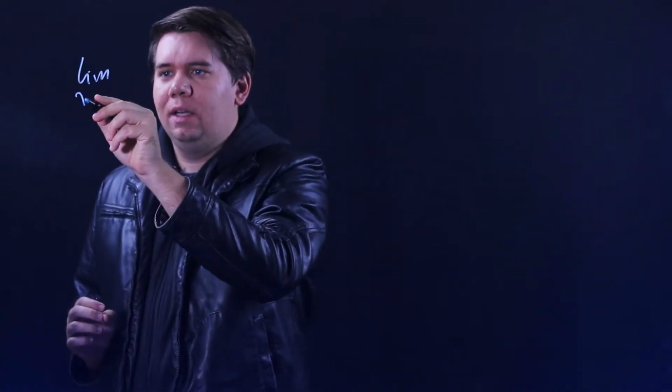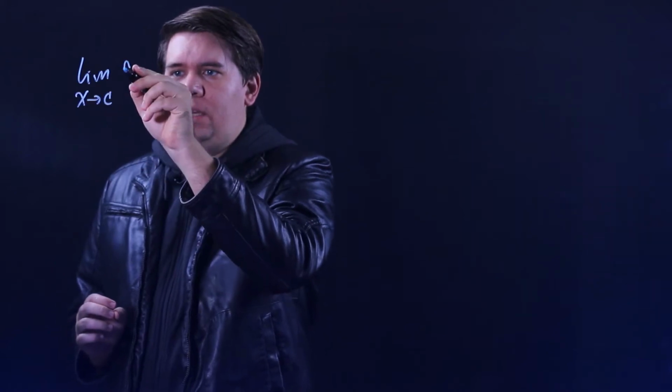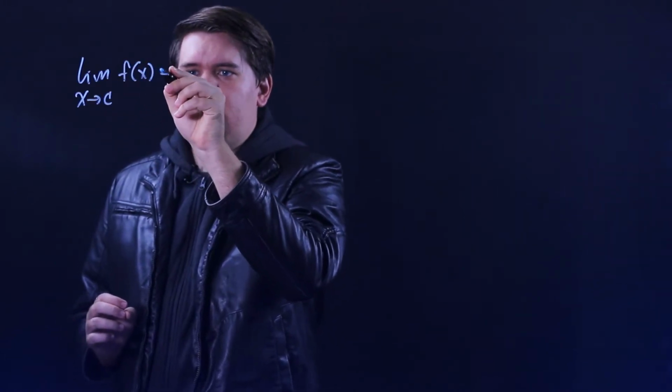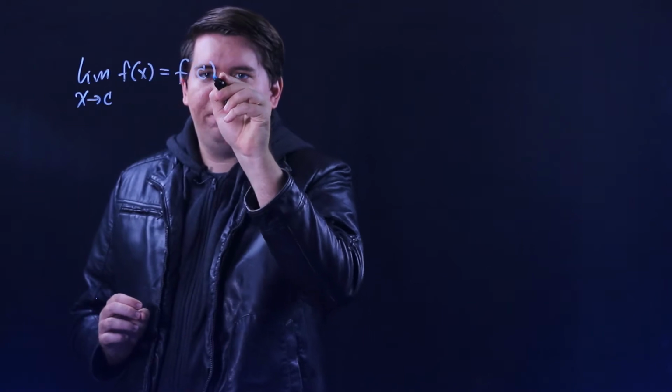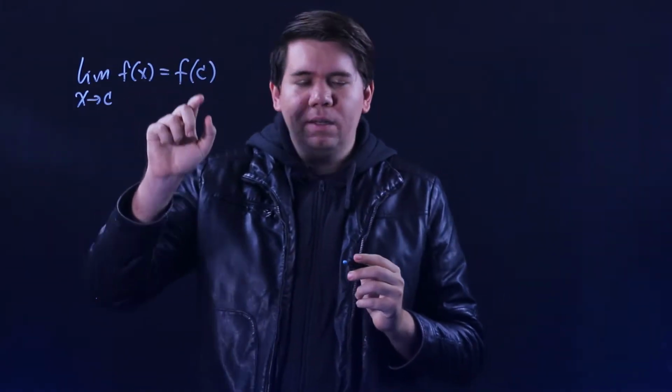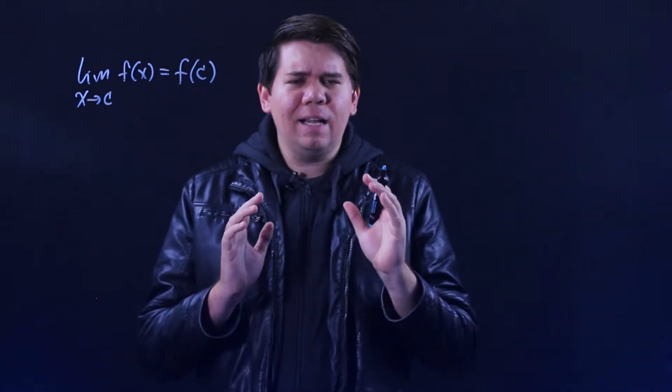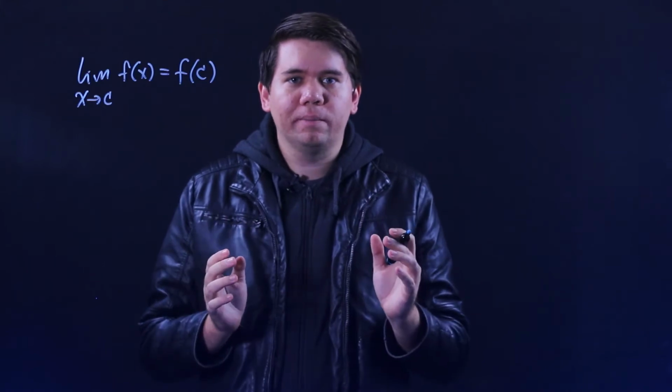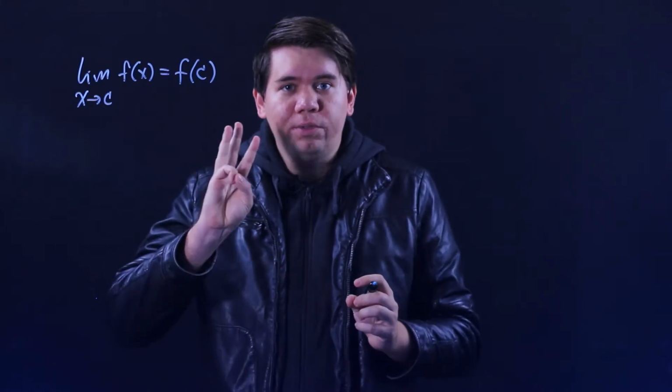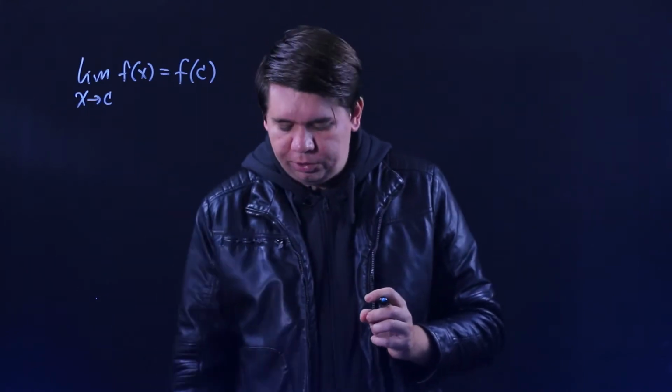We saw it with some functions, like with polynomials. It's really easy to calculate the limit. The limit as x approaches c of f of x is just equal to f of c. You can just plug the c in. But that's not true for all functions. In particular, there are three ways that this could fail to be true.